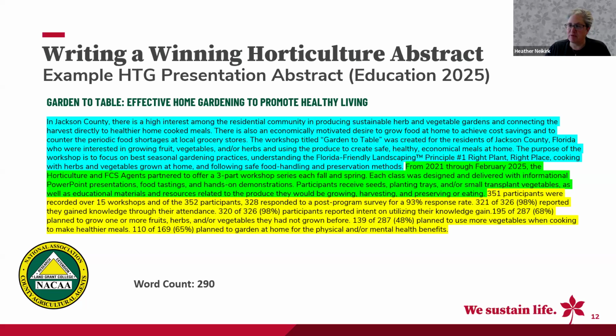And then lastly, we move into results and impact, right? That yellow section: 351 participants, 15 workshops, how many responded to a post-program survey, the response rate, and what we learned from that. We learned about the knowledge gained. We learned about their intent for utilizing the knowledge gained, what they plan to do with that information and how they plan to implement it moving forward. And that was done in about 290 words.